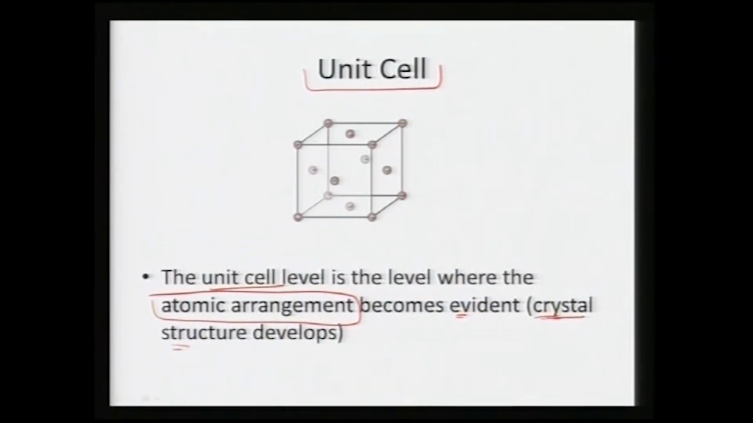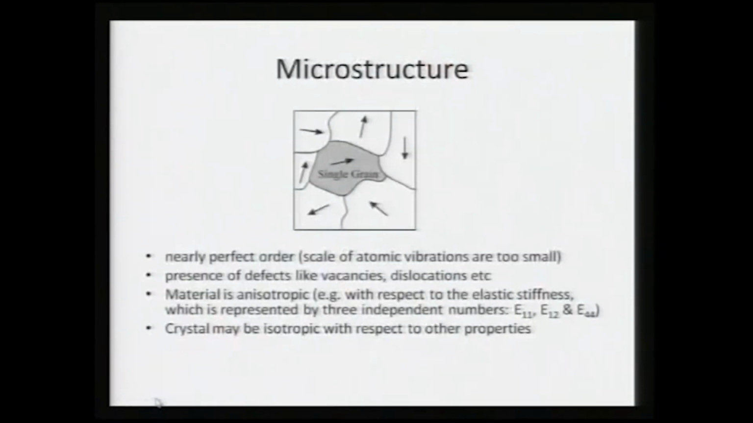So, at the atomic level we had no order as such. At the level of the unit cell we start seeing some order, where the arrangement of atoms becomes localized to certain locations of the lattice points. In this case it is an FCC lattice, and that becomes evident at this unit cell scale. So, we are seeing the development of a crystal structure that is defined by a unit cell. What happens at the next scale is the microstructure, also called the nanostructure.